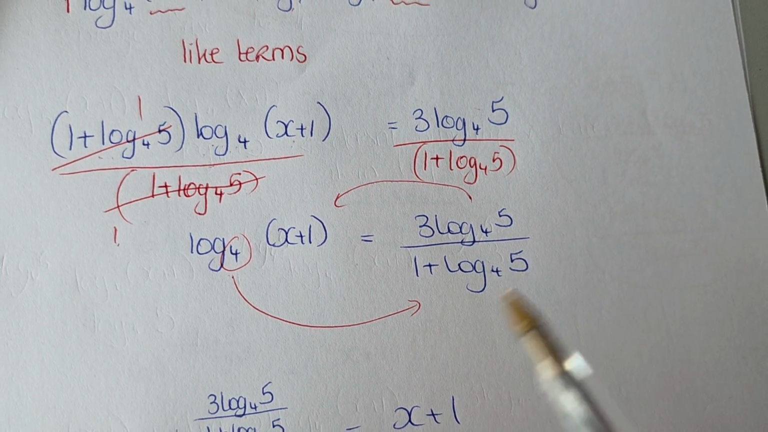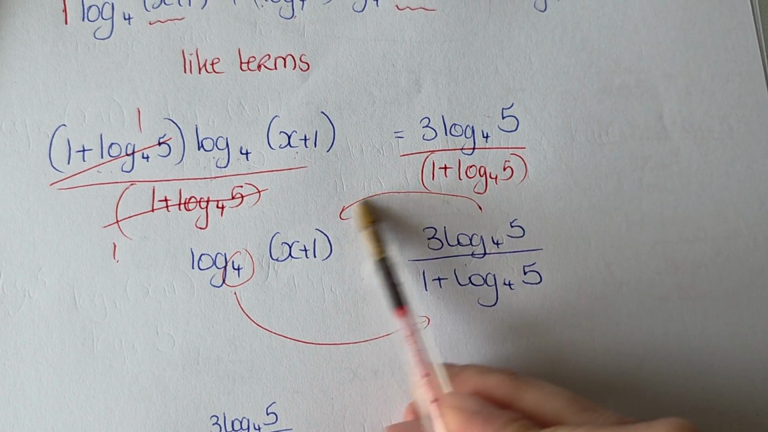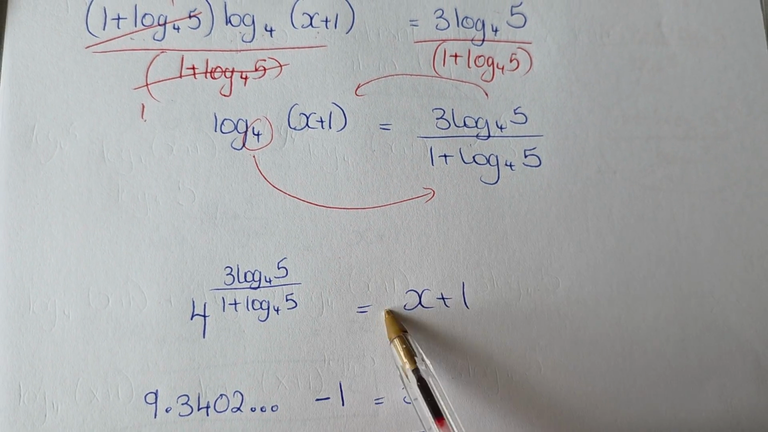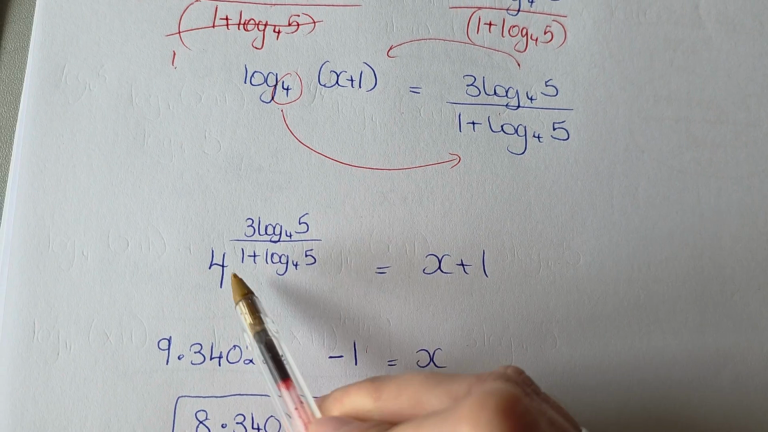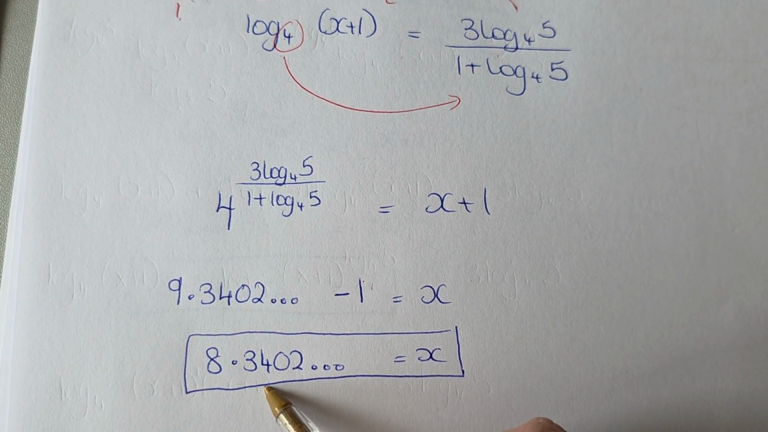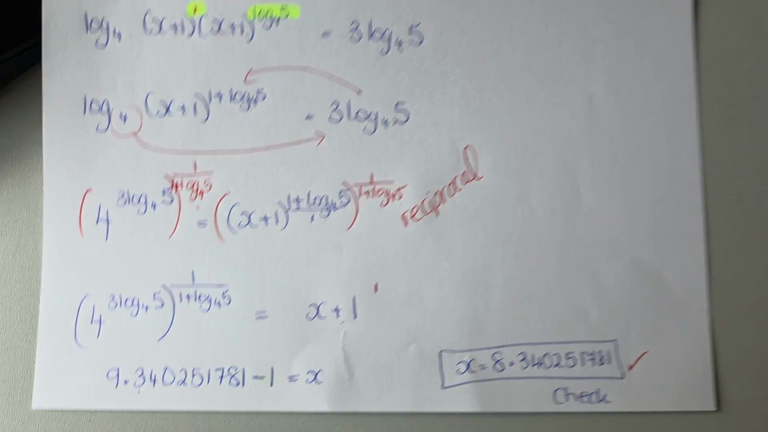Last step, I want to get it out of log notation. So it'll be 4 to the power of this is equal to that little expression. Okay, so 4 to the power of that is equal to x plus 1. Bring the 1 over and subtract it. Put it into the calculator, so it's all of that, take away 1, which gives me my 8.3402. That's the exact same answer I got when I did it this way instead.